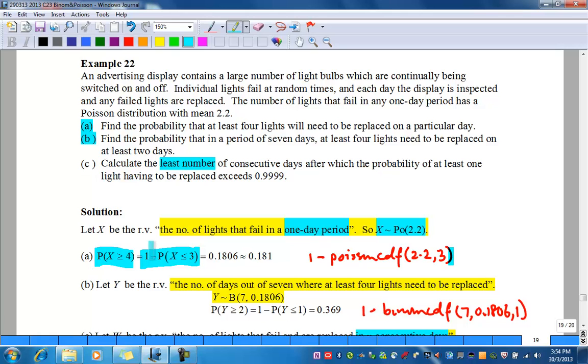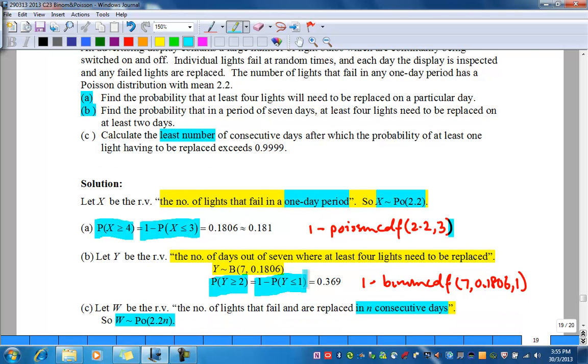The required probability is probability of Y more than or equal to 2. And again, the GC cannot work for more than, so you need to convert it into less than. And keying in the GC as 1 minus binom CDF with n as 7, probability of 0.1806, and x as 1, you end up with 0.369.